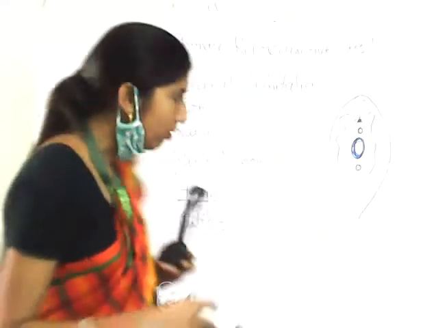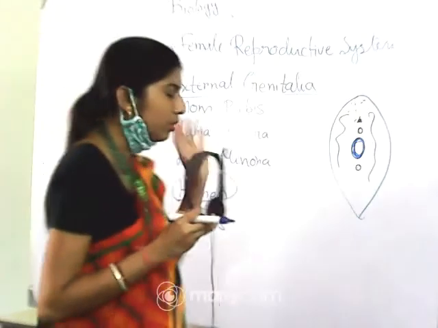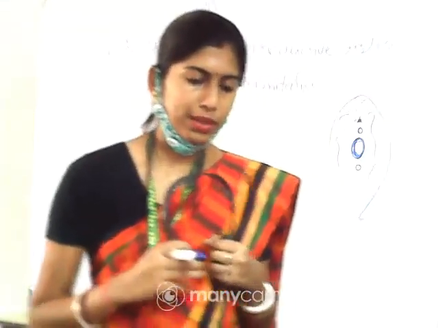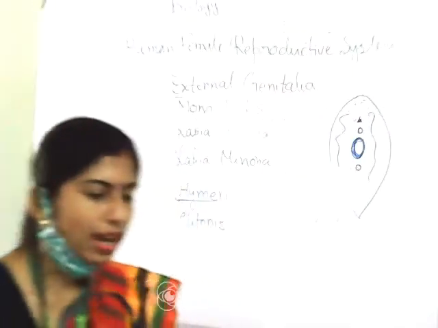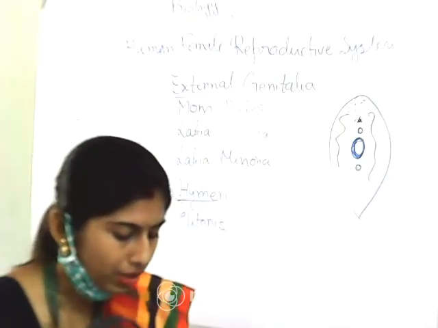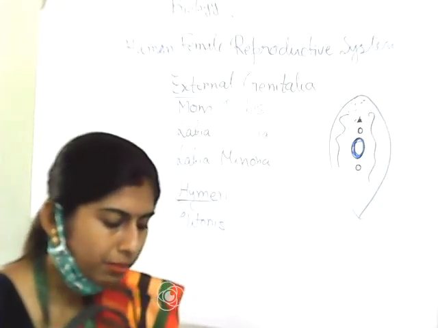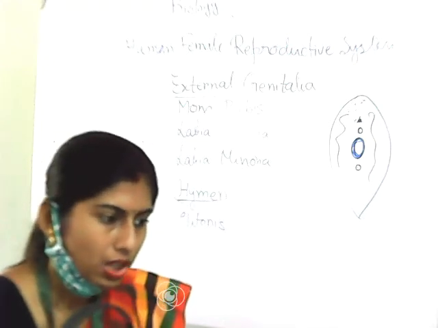Okay. Now I have discussed all the parts which come under the external genitalia, and I have shown them to you in the diagram also, right. Now come to the hymen part. As I have mentioned, the hymen is present at the opening of the vagina, and the hymen may often be torn during the first coitus or intercourse. Okay.